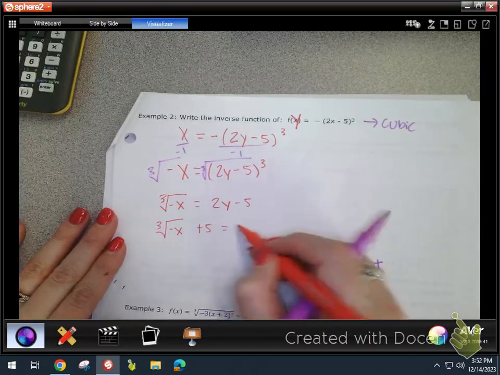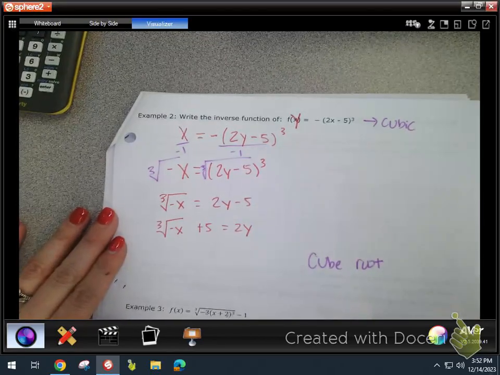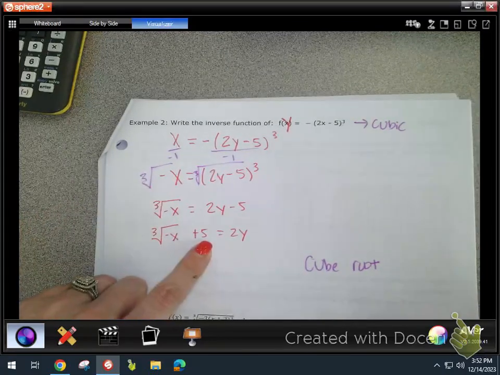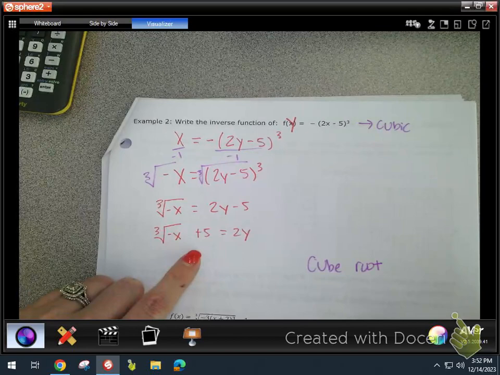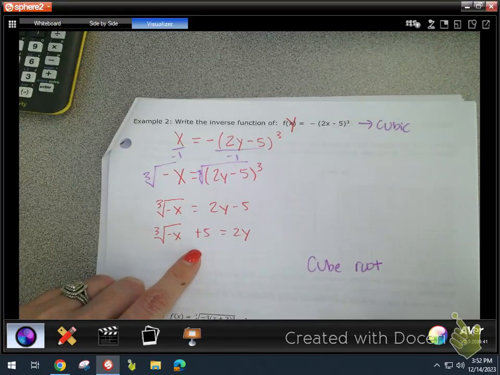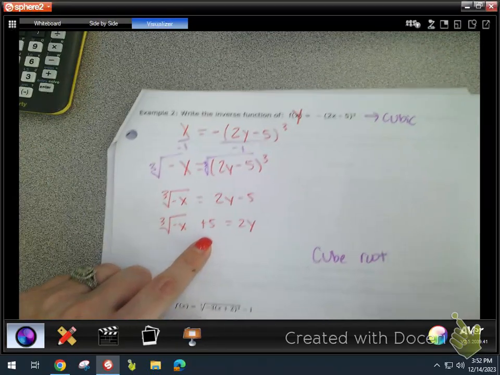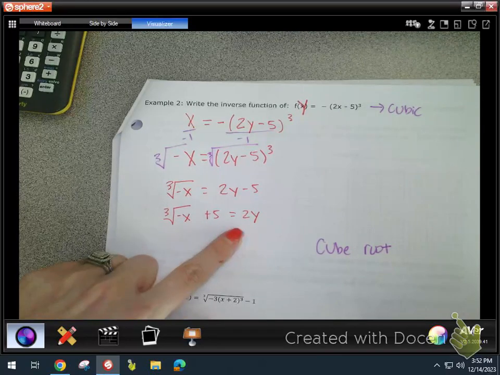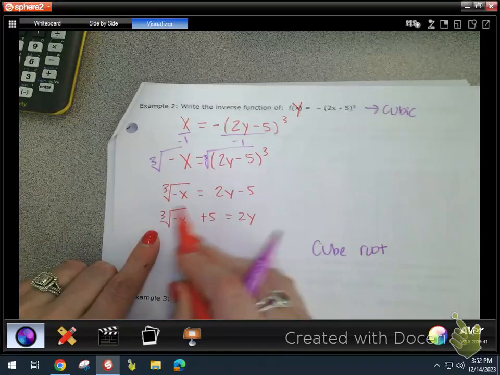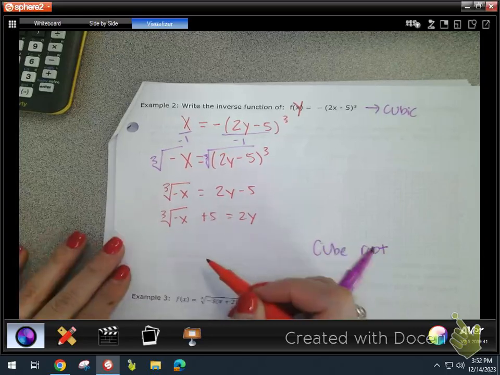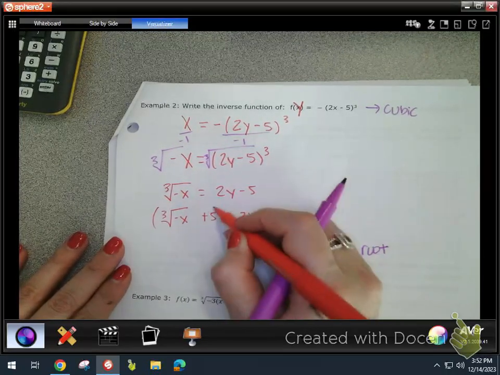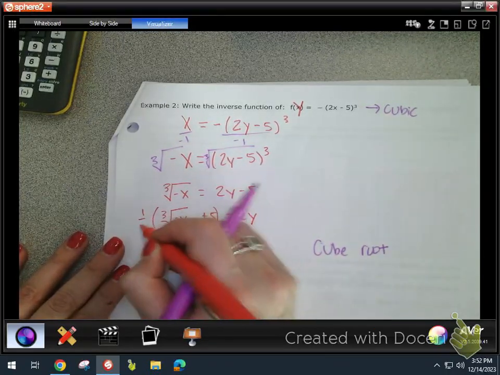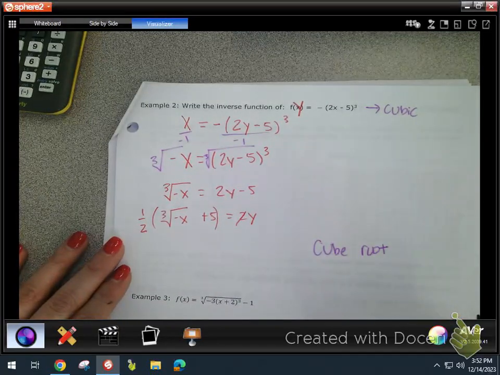Move it by adding 5. How do I get rid of the 2? You could do all over 2, and it would have to be this whole thing. I don't love that. I like to just keep consistent with multiplying by the reciprocal. What is the reciprocal of 2? 1/2. So since there are technically 2 terms here, there's this term and this term, I have to multiply both of these by 1/2, and that will get that by itself.